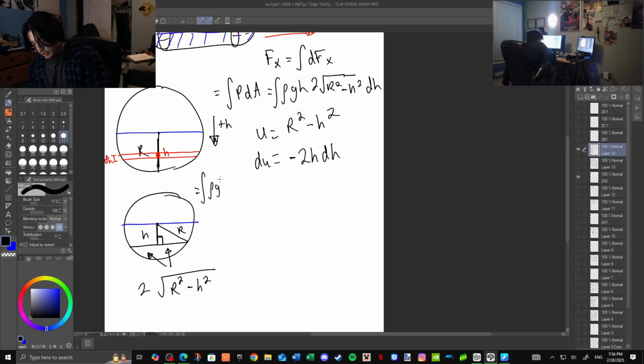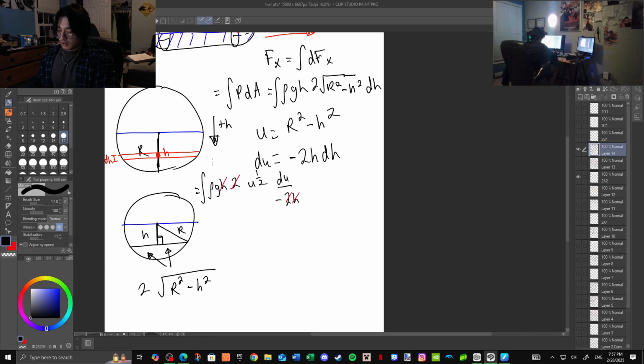So we get rho g h times 2, and then the square root of r squared minus h squared, you could just make that u to the 1/2 power, and dh would be du over negative 2h. With that, we can cancel out some values. The 2's cancel out, and the h's cancel out. We also move some values outside of the integral. So we can move the negative value to the outside of the integral.